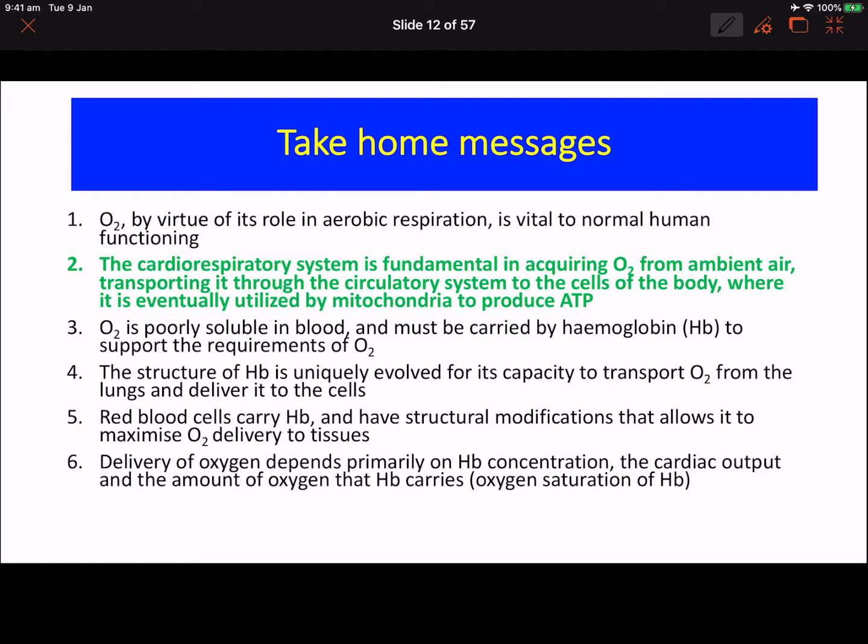Before we start, just to quickly recap the first part, remember that we learnt that oxygen, by its role in aerobic respiration, produces large quantities of ATP, and ATP is the energy currency of the cell, and it's required for normal human functioning. What we will learn in this part is how oxygen from the ambient environment is brought in through the lungs into the circulatory system, pumped via the heart into the tissues, where oxygen can be utilized by aerobic respiration, specifically by the mitochondria, to produce sufficient quantities of ATP.